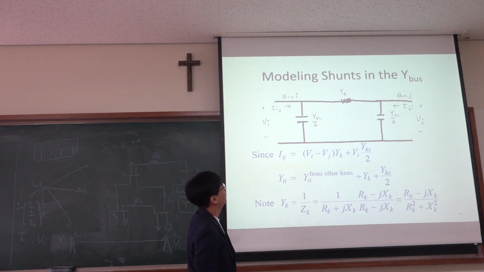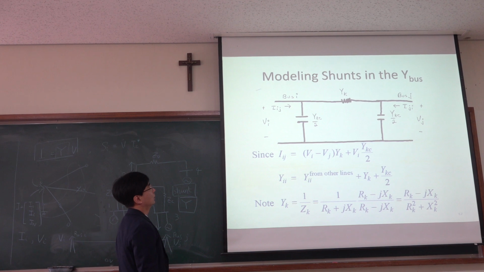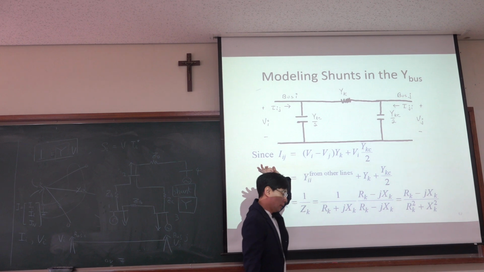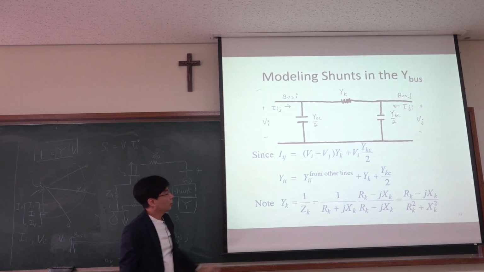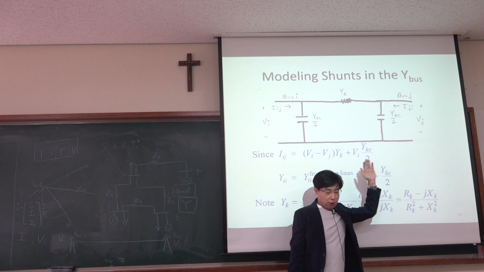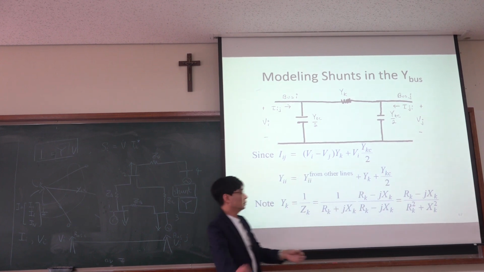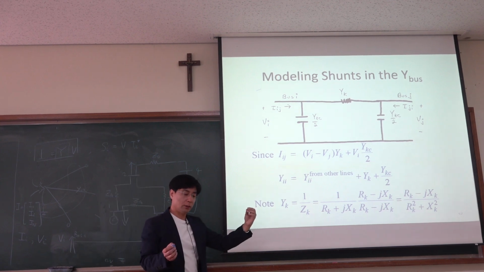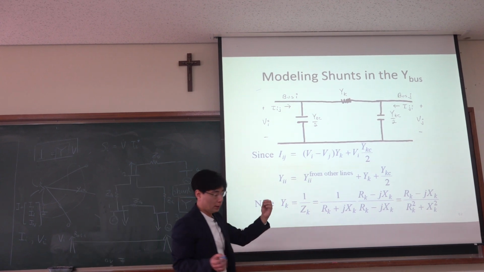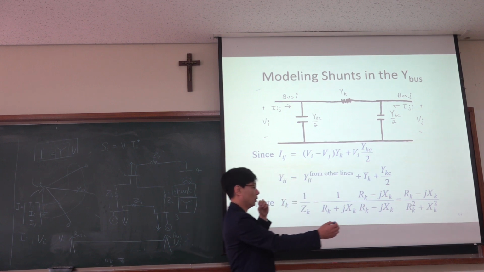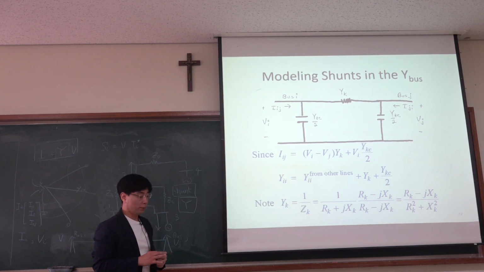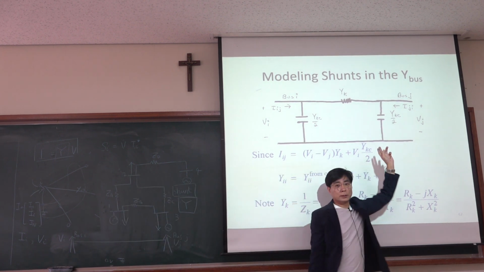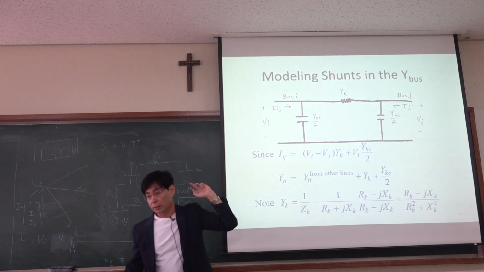What I want to say is that this shunt capacitance plays a role when the distance between these 2 buses is very far. For example, in Korea, the distance between Seoul and Busan is 500 kilometers, right? And if the distance between 2 buses is longer than that, roughly more than a few hundred kilometers, then this component and that component are no longer negligible.